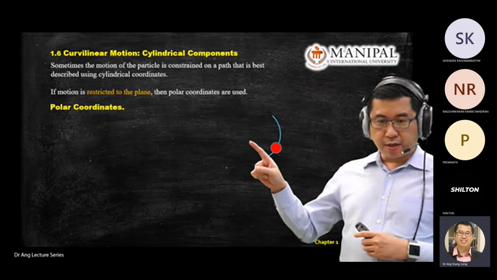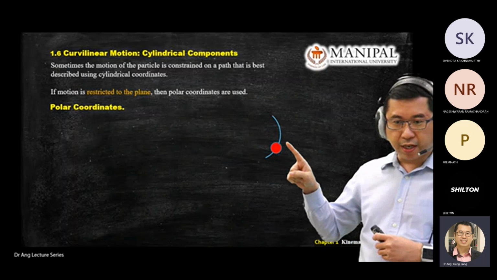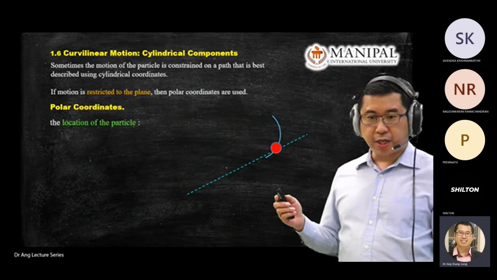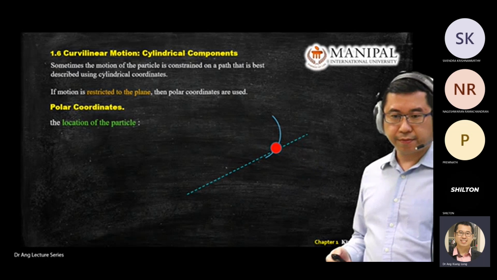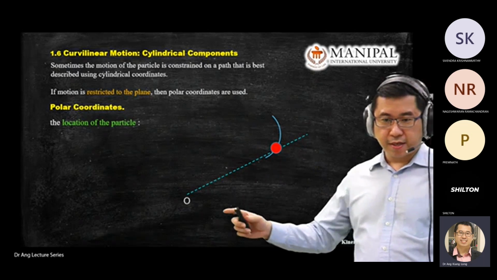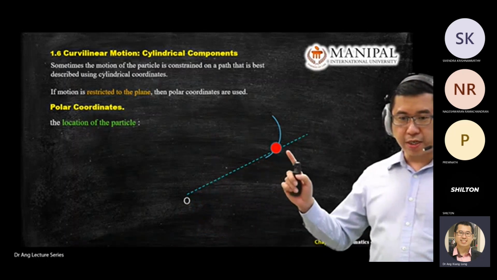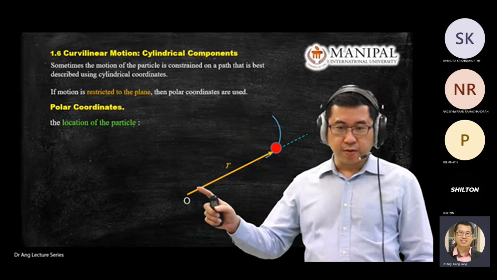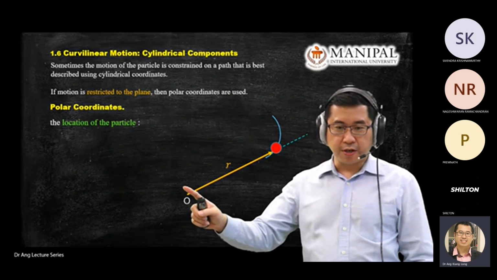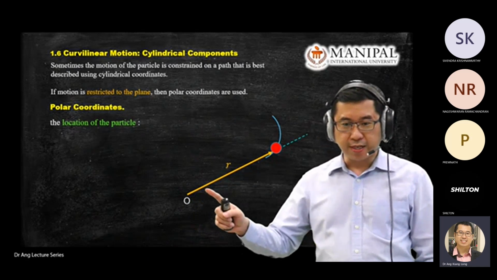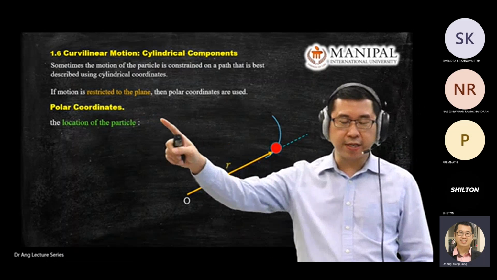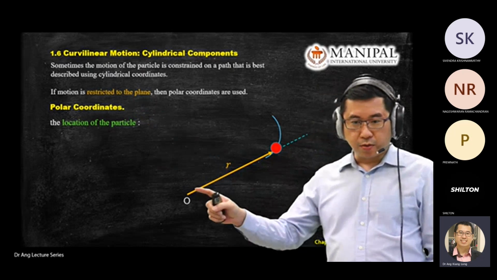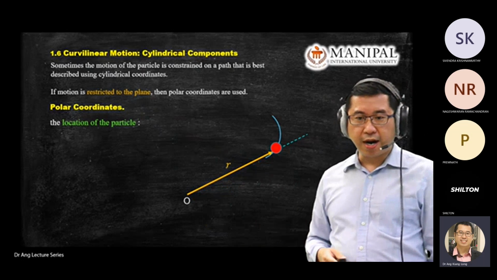So let's see, if you have a particle that moves in curvilinear motion, I just mark it as a red ball here. The location of the particle on a curvilinear curve, you can define from the origin to the location of the particle. I label it as r, to represent the distance from the origin, the observer, where you are standing and looking at the particle. That is a distance that we call r in polar coordinates. So we are now talking about a new coordinate system in terms of polar coordinates. The distance from the origin to the object we call r.